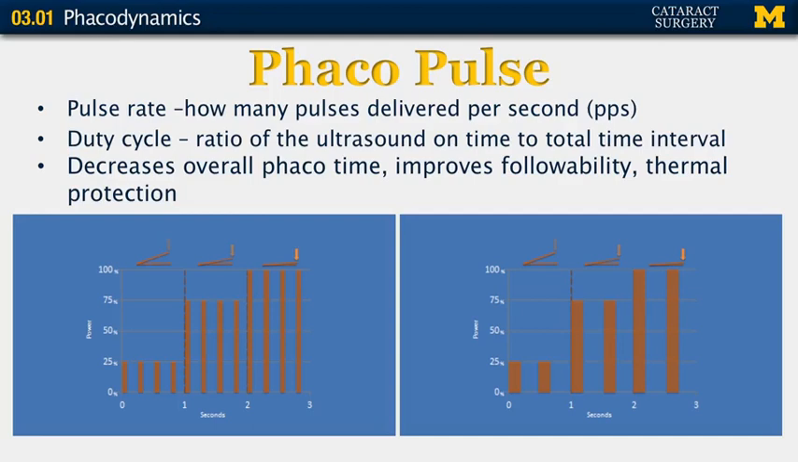In the right graph, we have a slower pulse rate. So there's less pulses applied per second. This would be preset by the surgeon. But we can still see that applying the foot pedal, or depressing it into position 3 all the way down, still increases the power applied up to the preset maximum, in this case 100%.